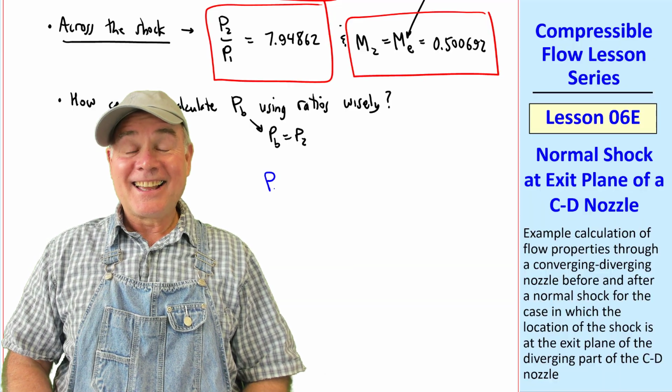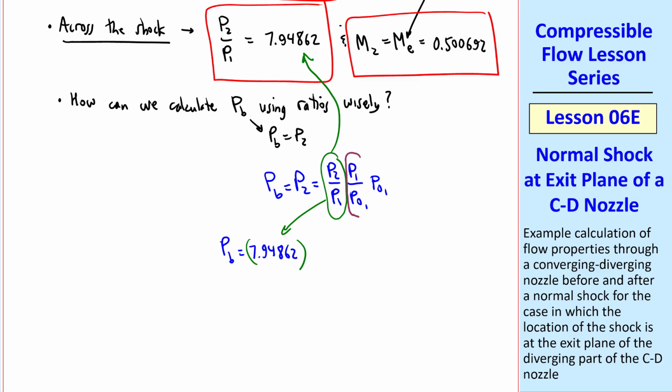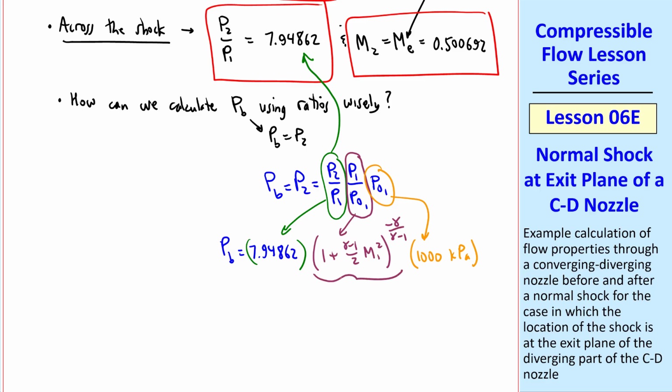Well, as Dud said, PB is P2, which is P2 over P1 times P1 over P01 times P01. P2 over P1 is given here across the shock, so we plug that in. P1 over P01 is 1 plus gamma minus 1 over 2 M1 squared to the negative gamma over gamma minus 1, since the flow is isentropic up to the shock. And P01 was given already in the problem statement as 1000 kPa, or 1.0 megapascal.